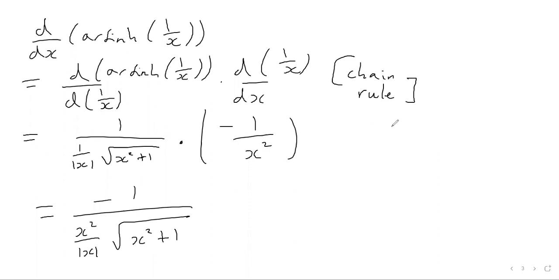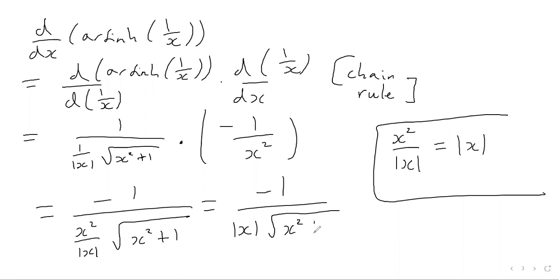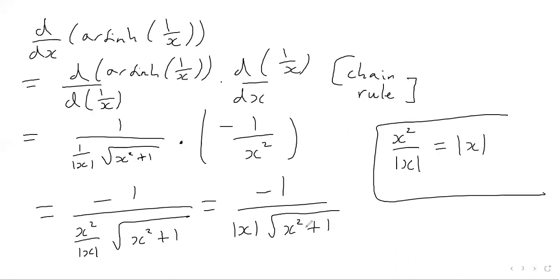But again, we know that when you divide x squared by the modulus of x, well, that's just going to get us the modulus of x, because the modulus of x squared is the same as x squared. So this on the bottom is just going to be a modulus of x, so minus 1 over the absolute value of x multiplied by the square root of x squared plus 1 like so. And so what we can conclude then is that, well, we know the domain of this arsinh function is all x values apart from 0. And so we've got the derivative there.